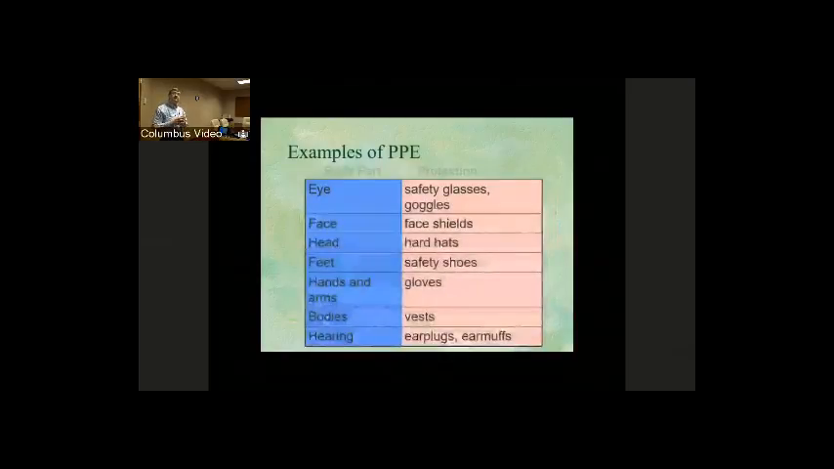And this is different types of PPE: safety glasses, goggles, face shields. Fortunately, we don't require anybody in our operations to wear hard hats, safety shoes, gloves, safety vests. If you got guys working out on construction sites and stuff, they may have to wear the body vest. And again, hearing protection and muffs are available.